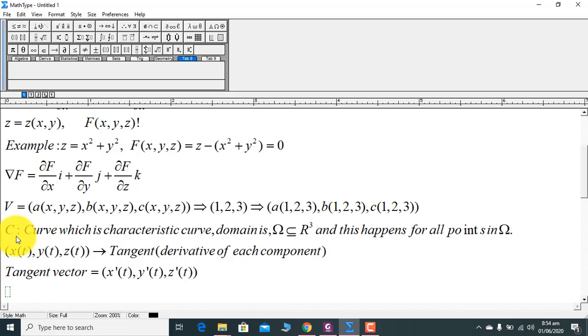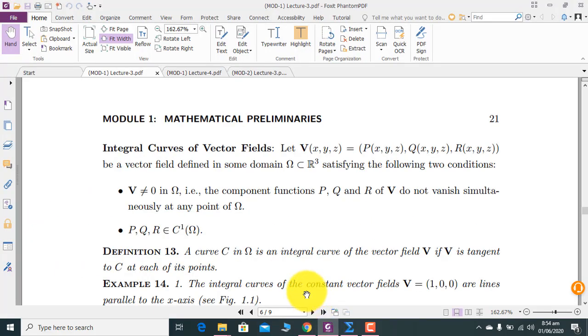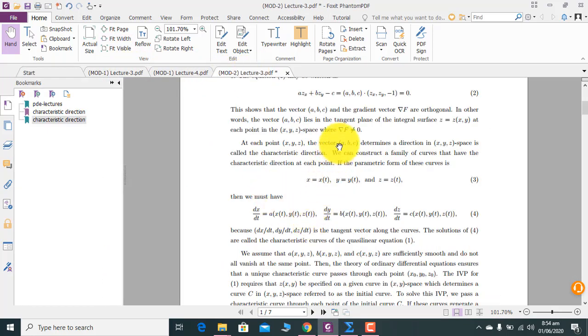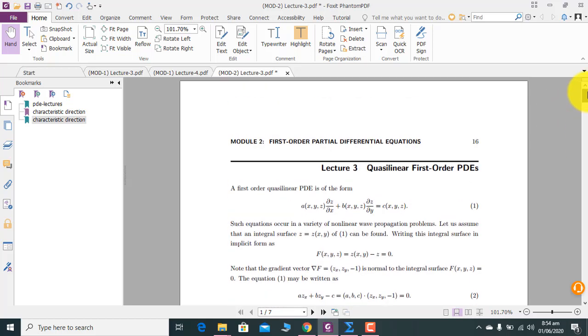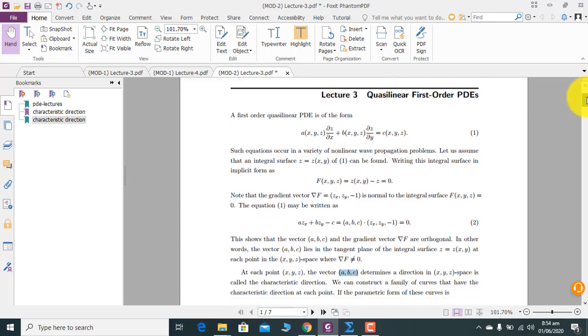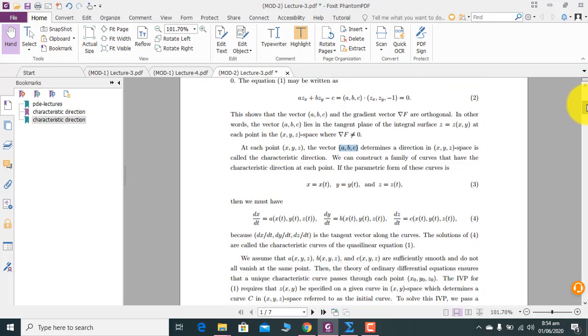So at each point in the domain you are getting the vectors, and these vectors are also tangent vectors to the same point on that curve. So that particular curve will be known as the characteristic curve. You can talk about a characteristic curve for any vector field which is non-zero and which has components which are C1 functions. If you remember, our vector field is (A, B, C), and we have supposed in the quasi-linear partial differential equation that they are C1 functions, which means that they have continuous partial derivatives which exist at each point.